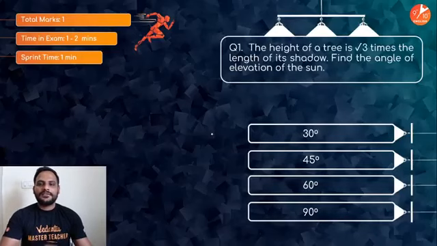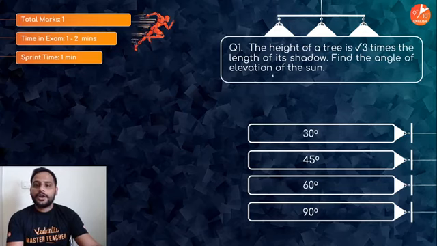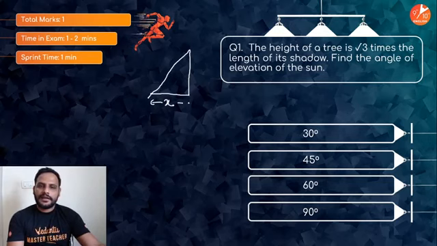Now let us start with today's class. The first question is: the height of a tree is root 3 times the length of its shadow. Find the angle of elevation of the sun. Let's say this is your tree. Its height is root 3 times the length of its shadow. So if the length of the shadow is x, the height of the tree will be root 3x.